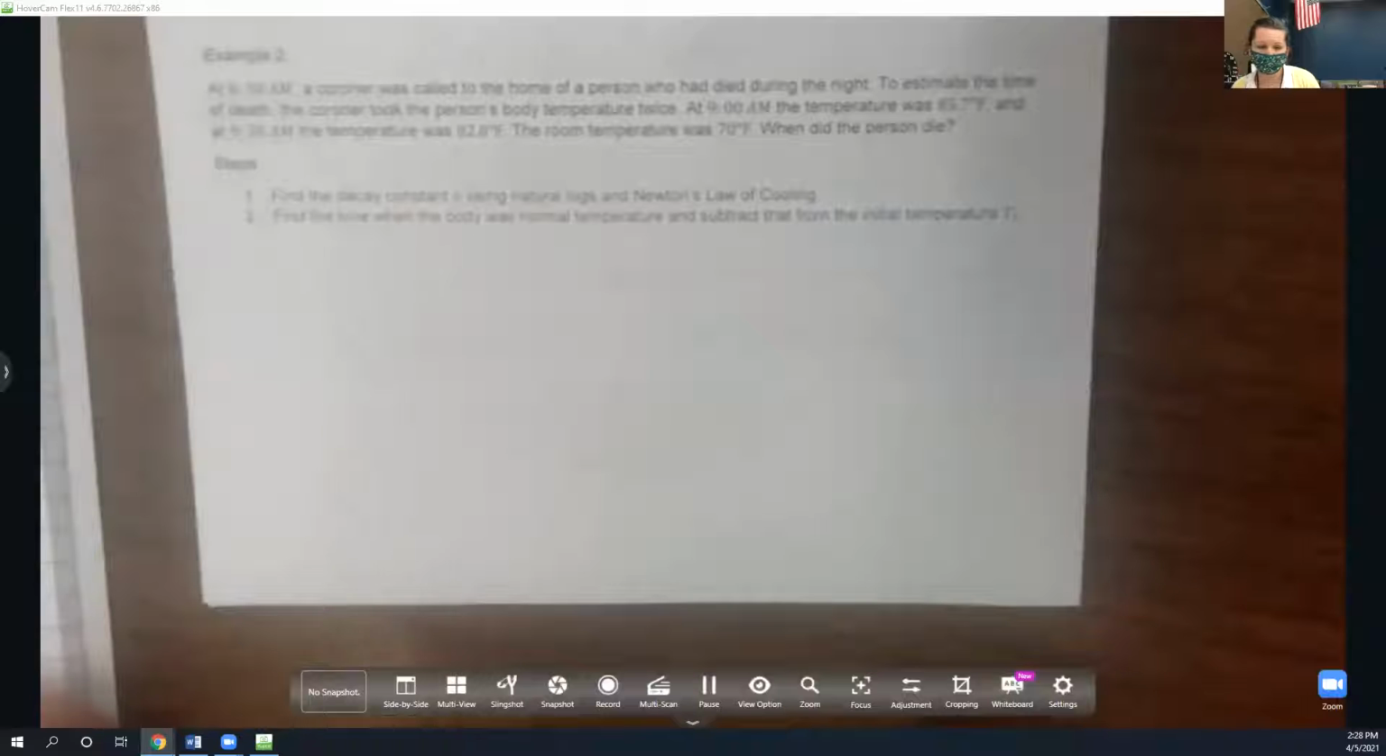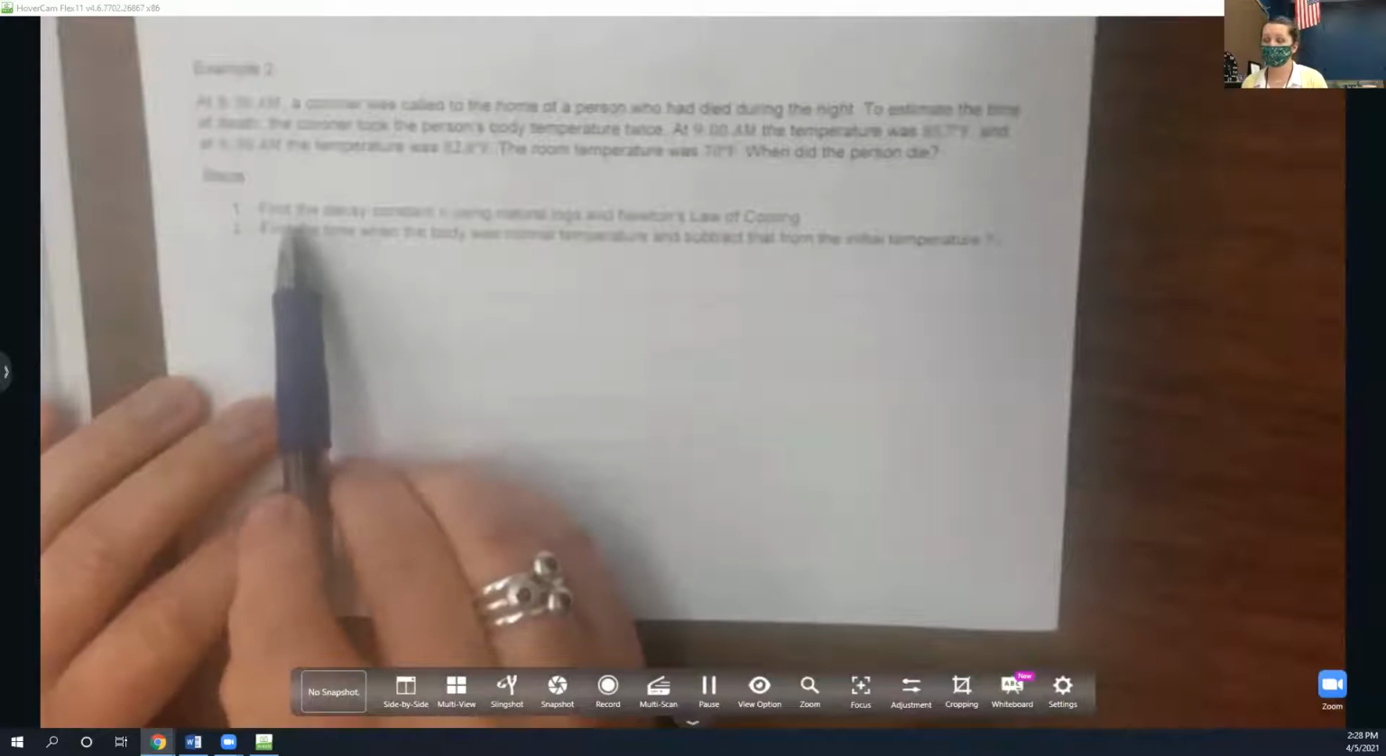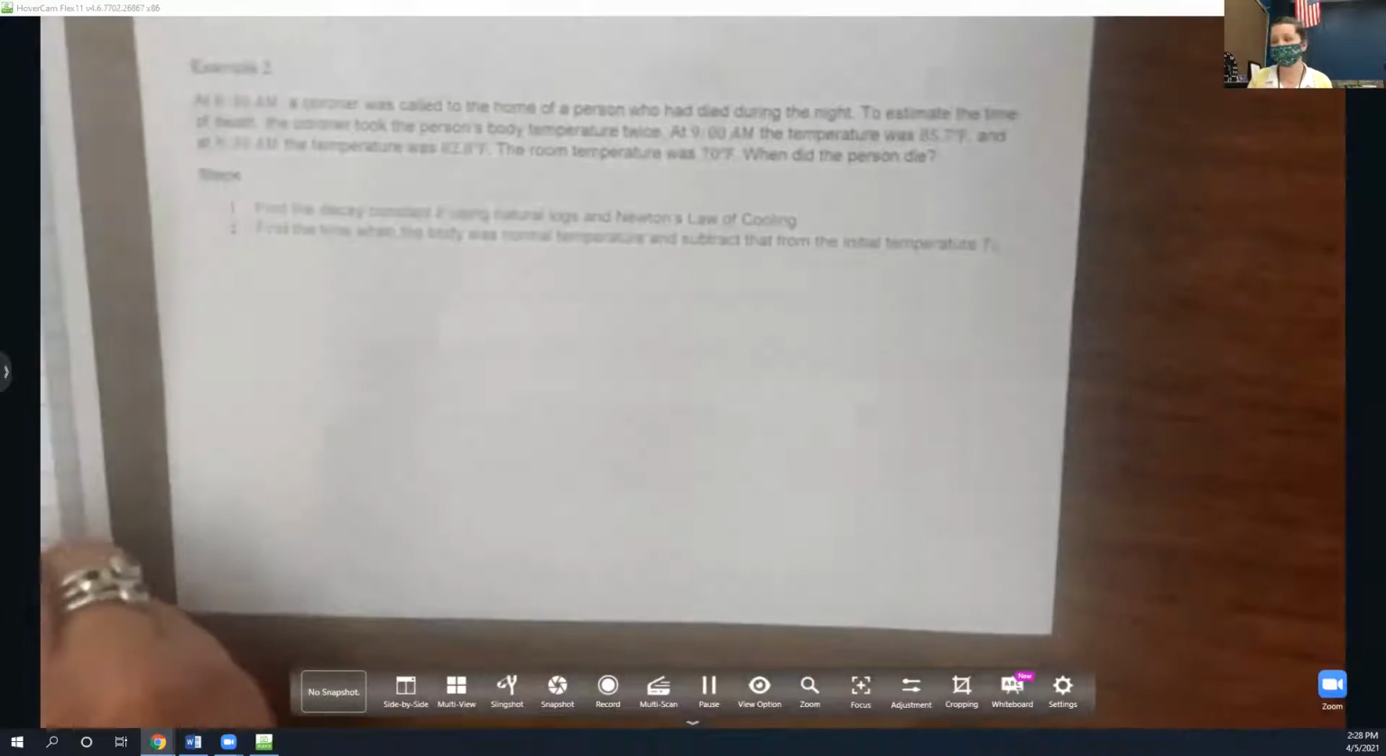So here's our steps below. It'll help us as we go through and solve the equation or the function. Notice when we took our notes the first time, we have to find that constant rate of cooling first. Sorry, it's blurry.